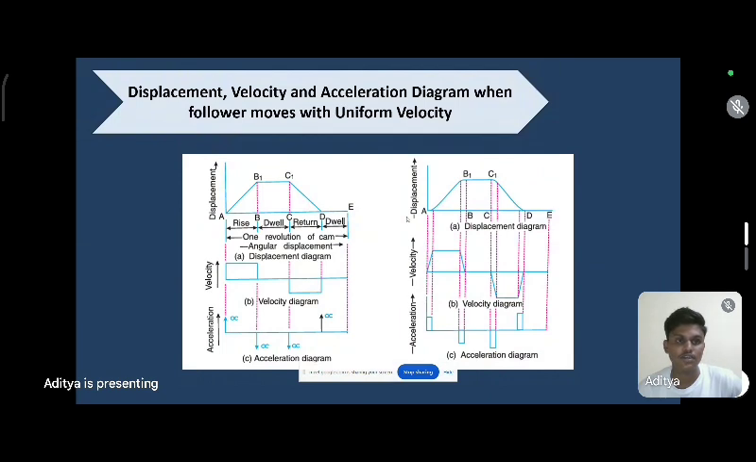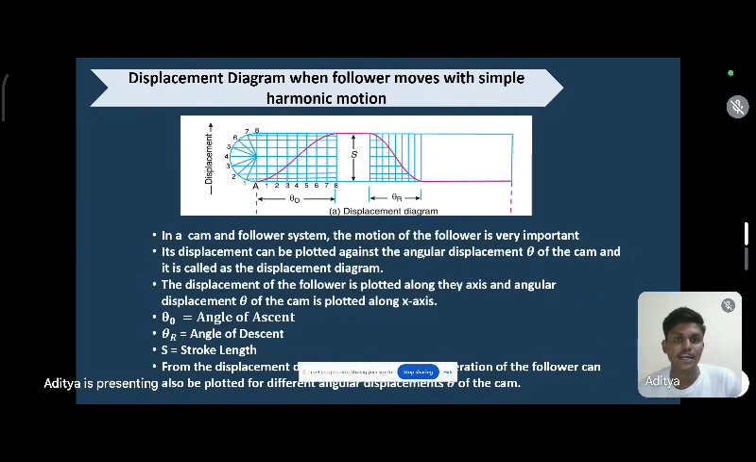So first one is displacement, velocity and acceleration diagram when the follower moves with uniform velocity. So this is the displacement diagram. A to B point is rise path and B to C point is dwell path and C to D point is return path and D to E point is dwell. And then the velocity diagram, direction downward. So the acceleration diagram.